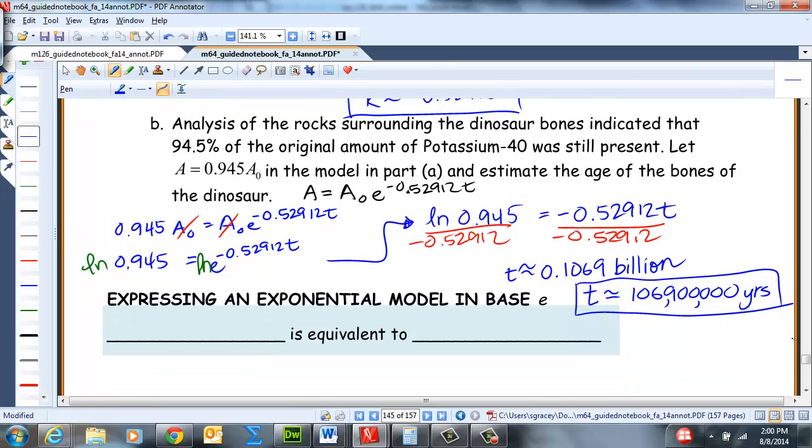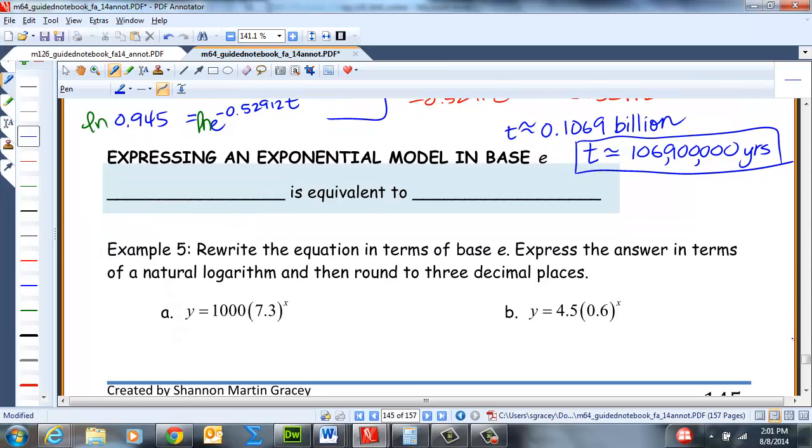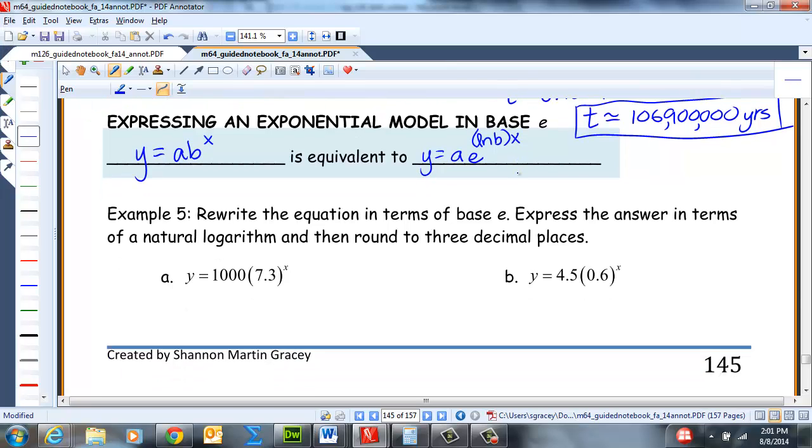Okay, so this next skill is actually quite useful in calculus if you're headed that way. So if you have y equals a times b to the x, you can actually rewrite this in the form of y equals a times e raised to the natural log of b times x. So let's just do a couple little examples to see how we change that. I just wanted you to see it.